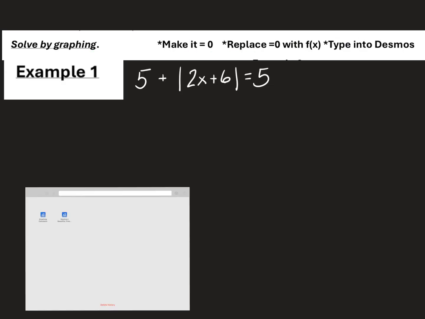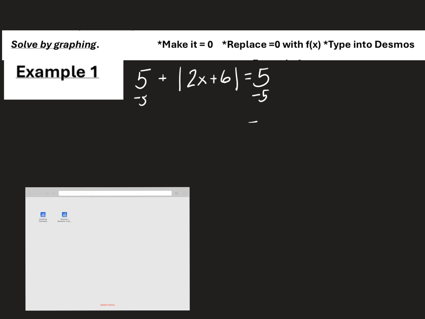Okay, we'll start with example 1. If you will please write down example 1. We're going to solve by graphing. So the first thing we're going to do is find the related function. That means we're going to rewrite the equation. We're going to make it equal 0, like it says here. So to make it equal 0, I'm going to move this 5 to the left side. I'm going to subtract 5.